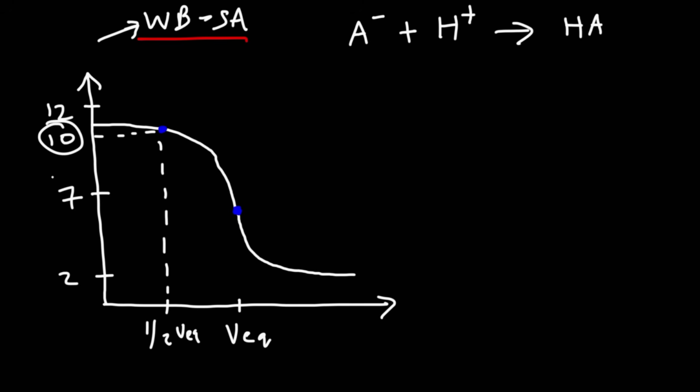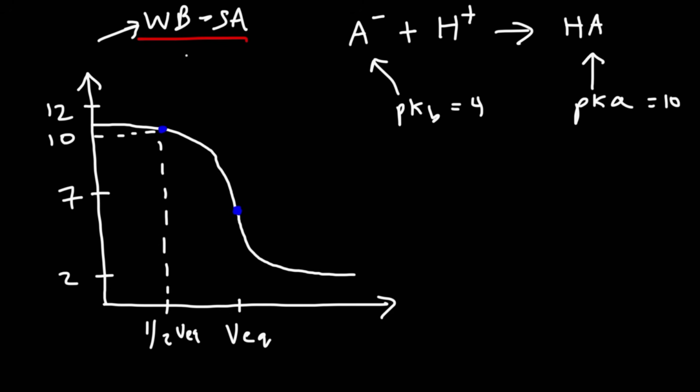So 10 would represent the pKa, not of the weak base, but of the conjugate acid. 4 is the pKb of the weak base, which is A minus. So when you get the pKa, it doesn't correspond to the weak base. It corresponds to the conjugate weak acid. So make sure you're aware of that.